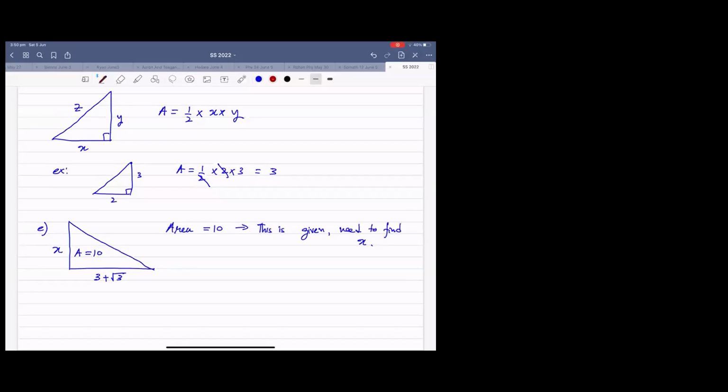So how do you do that? Area is, you put the equation. What is area of a right angle triangle? Area is equal to half times height, which is X, times the width, which is 3 plus square root 3. So you put a bracket. Bracket is grouping. I told you, right? When two things are together, it's better to put a bracket. Now area is given as 10. So it's going to be 10 is equal to half times X times 3 plus square root 3. From here, need to find it.